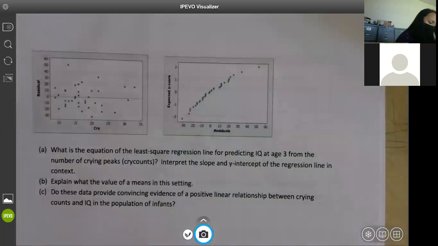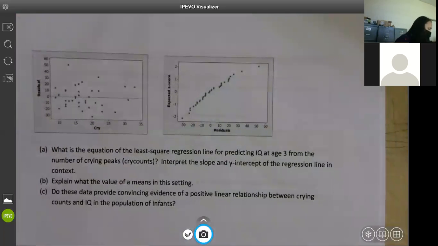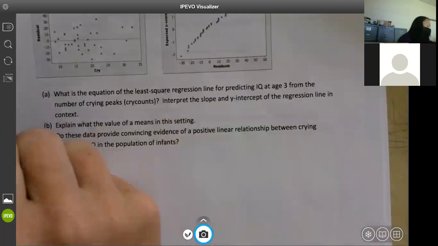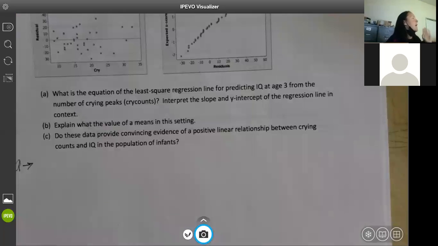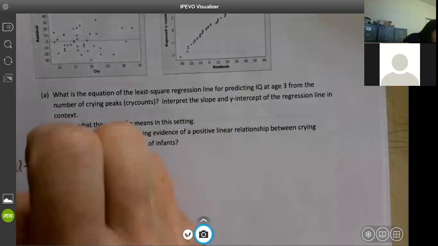So A says, what's the equation of the least squares regression line for predicting IQ at age 3 from the number of crying peaks or cry counts? Interpret the slope and the y-intercept of the regression line. This is the worst one, okay? So you can write it y equals a plus bx if you want to, but then you have to define what y and x are. Y'all understand what I'm saying? If you'll go ahead and put in what it stands for, then you don't have to define it later on. I think we've talked about this before in previous chapters, okay? So what we're looking for is a predicted IQ score.